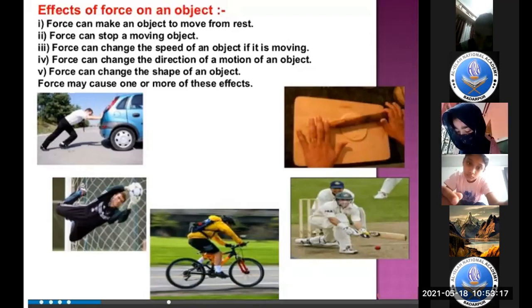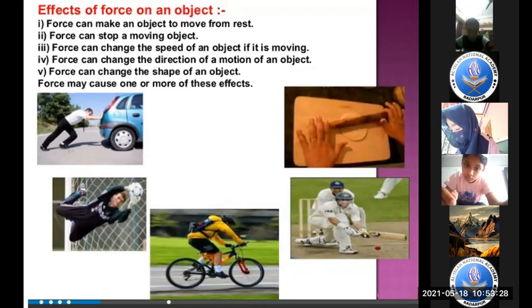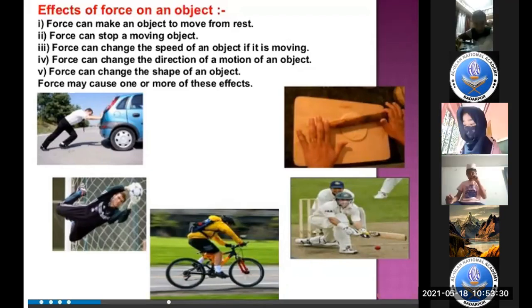Okay, now tell me, Ashik. Last day I discussed what is force. So push or pull. Any object, if we push or pull, that is called force. Now here you can see on your screen some effects of force on an object. If we use our force, that means push or pull, what effects will happen? Okay. So first point you can see, force can make an object move from rest.